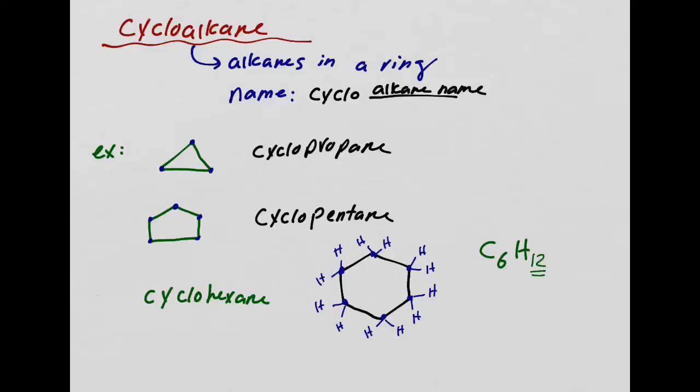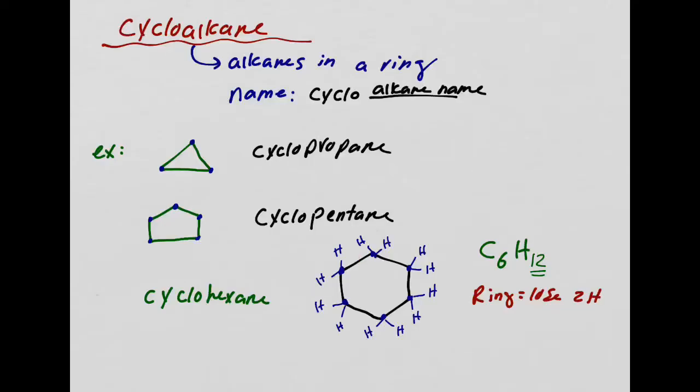What just happened? If I had a hexane, how many carbon atoms would I get? 6 times 2 plus 2 is 14. But how come I only counted 12 here? Did I mess up? You did not mess up. For every ring, you lose 2 hydrogen. Why do you lose 2 hydrogen?